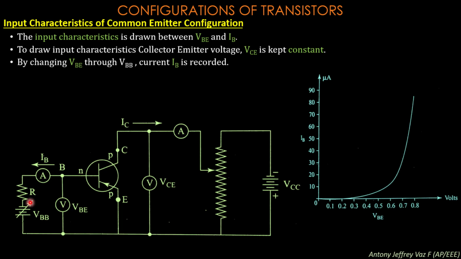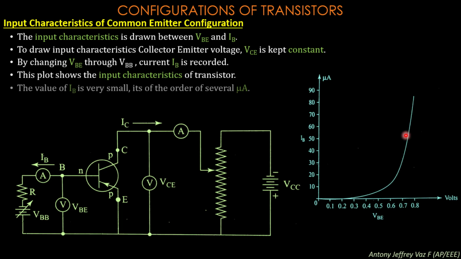You change the voltage to 0.1 volt, use the voltmeter to see the value which is 0.1 volt, and then you note the current IB so that you can plot the graph. You change one by one, 0.1, 0.2, 0.3, 0.4, 0.5 and 0.8. Measure all the values in the voltmeter and the ammeter and then plot this graph. Once this graph is plotted, it shows you the input characteristics of a transistor.